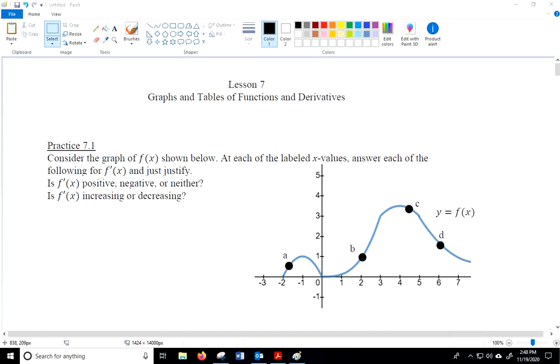Hello, and welcome back. This is Unit 5 in AP Calculus. This unit is all about applications of the derivative. Today I want to focus on graphs of functions and derivatives. So let's take a look.